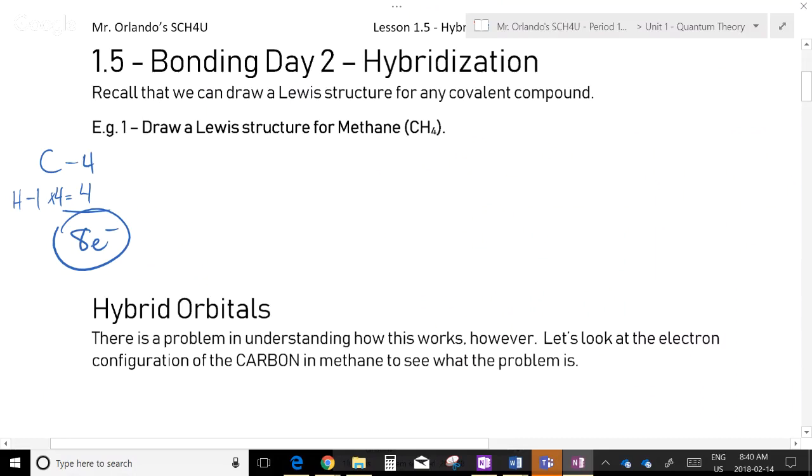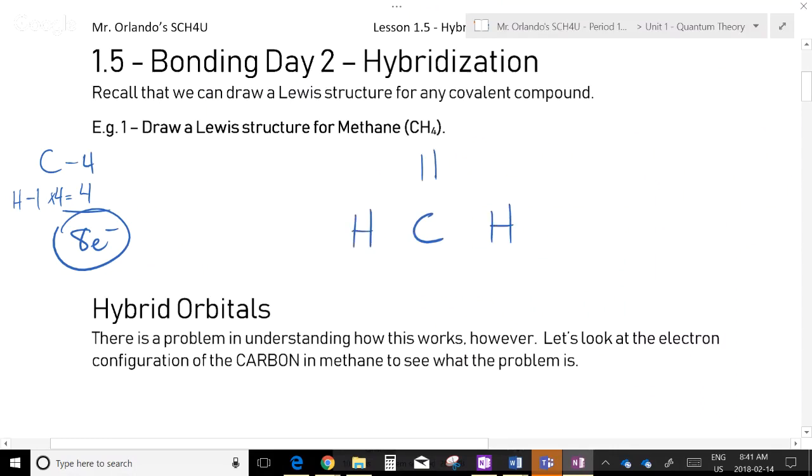Now, which atom should go in the middle? In this case, the answer is really obvious, but carbon. And as a general rule, which one should we put in the middle? No, but just in general, when we make a Lewis structure, the atom we put in the middle should be the one that has the most electronegativity. In this case, that's carbon over hydrogen. So we'll put carbon in the middle. We put the hydrogens around it.